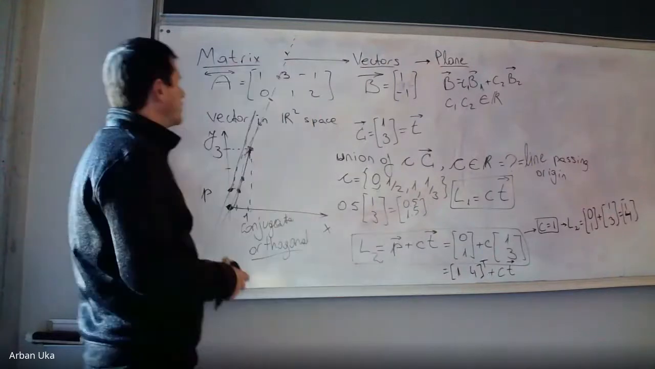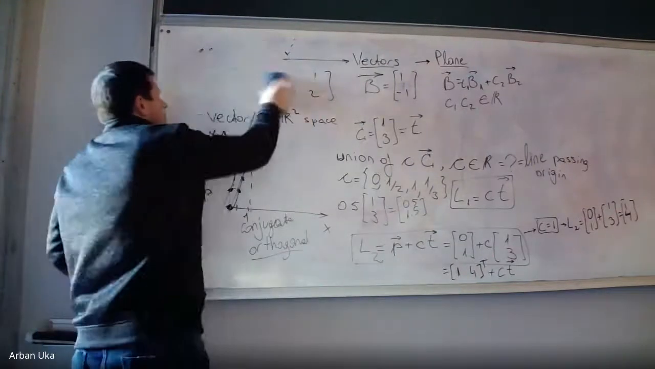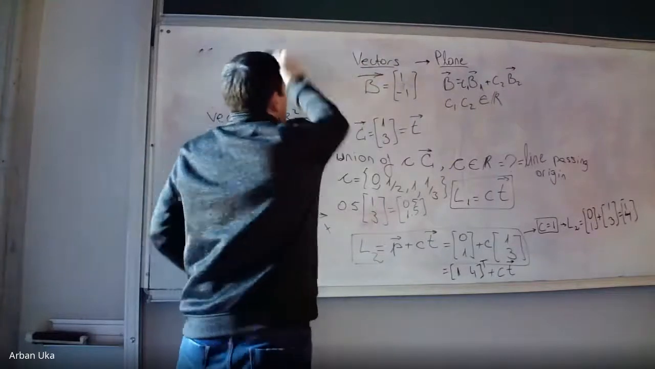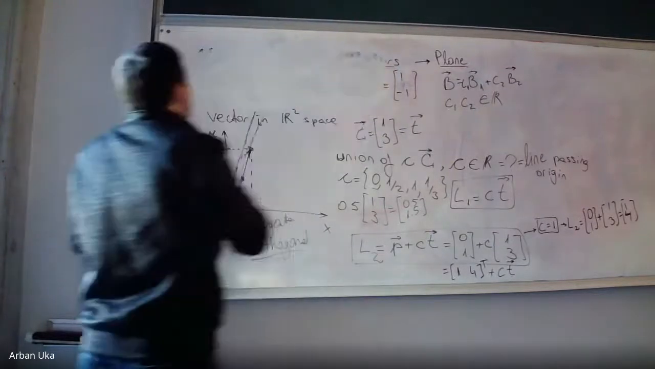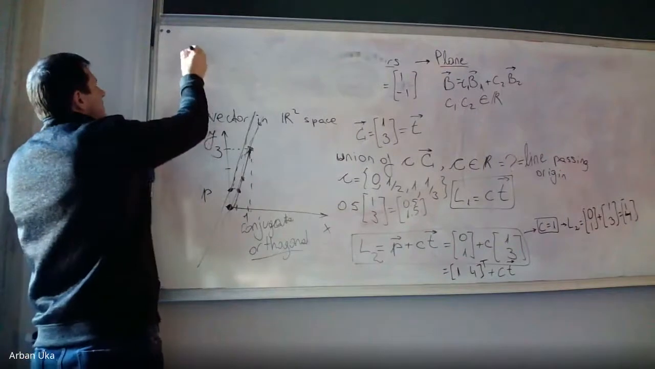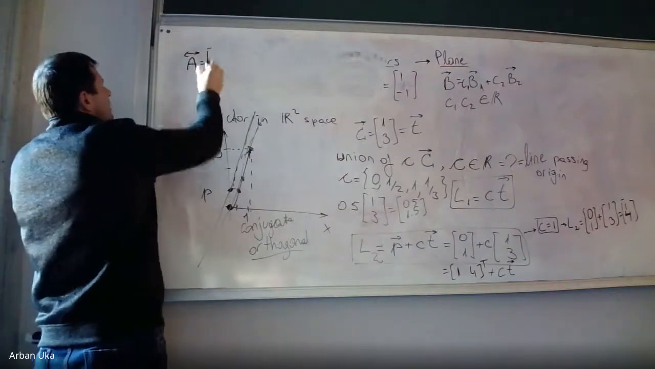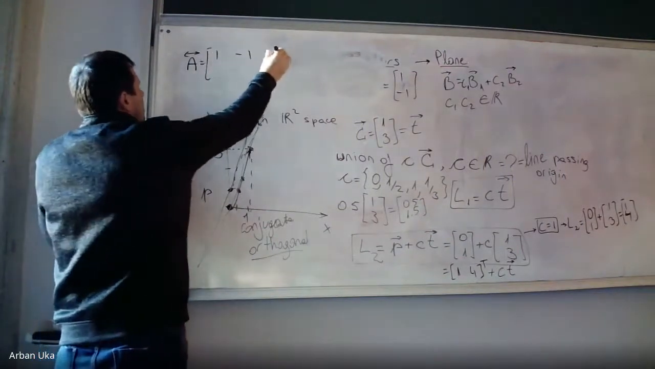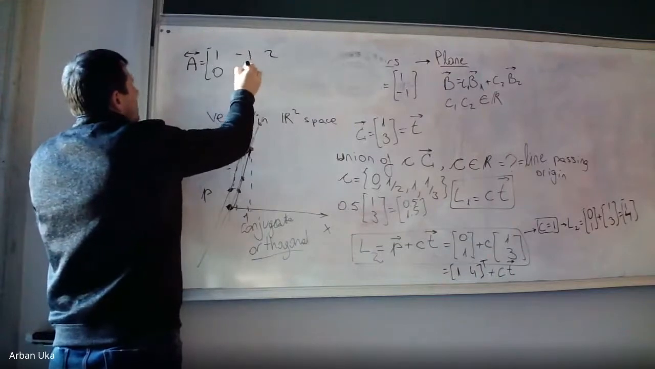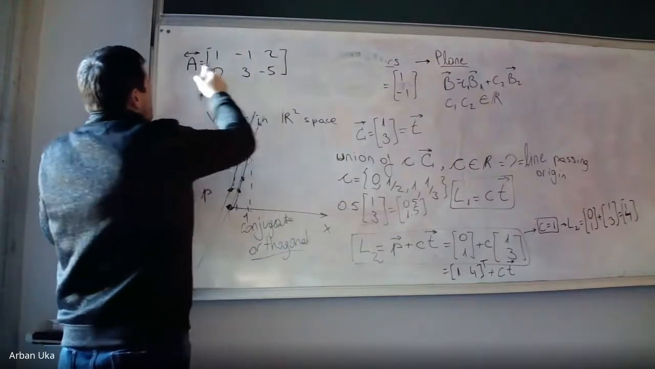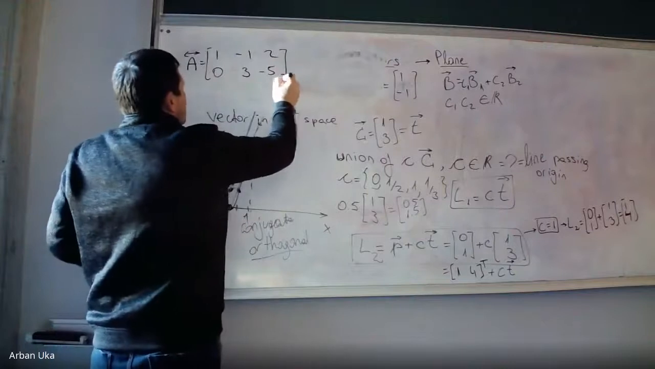Last time, we discussed the transpose of a matrix. Actually, I made a mistake; I should not have erased this A. But let's assume that A is [1, -1, 2; 0, 3, -5]. This is a matrix. What is the dimension of this matrix?